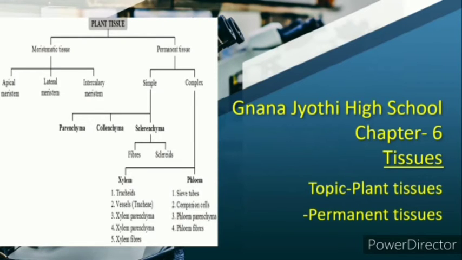This is Rabia here. We are dealing with the chapter tissues, and in the previous class you learned that the plant tissue is classified into meristematic and permanent tissue, and that the meristematic tissue is classified into apical, lateral and intercalary meristem. In today's class, let us see the other classification of the plant tissue, that is the permanent tissue, where it is divided into simple and complex.